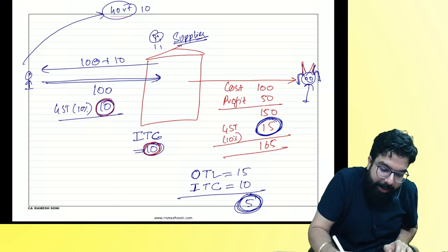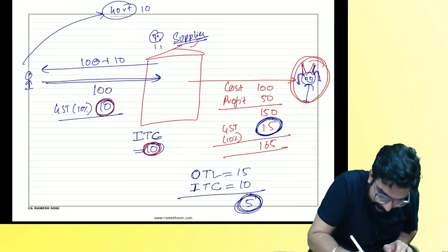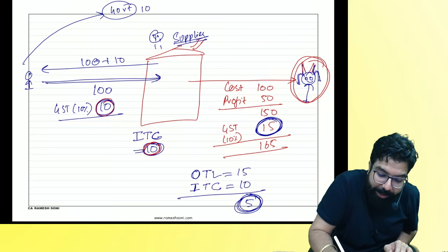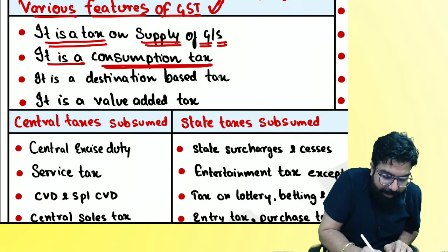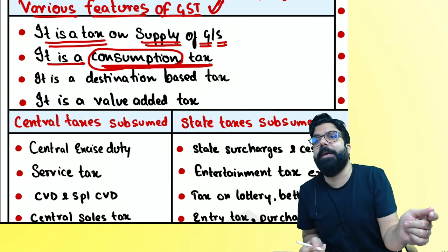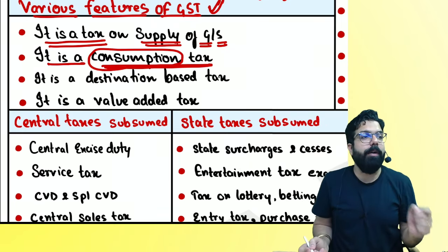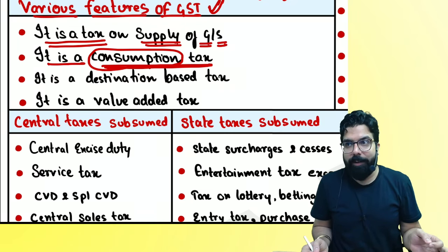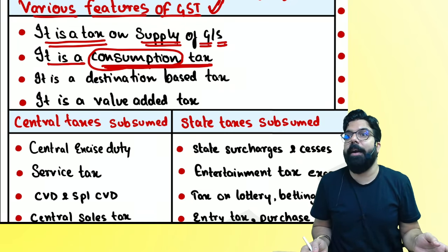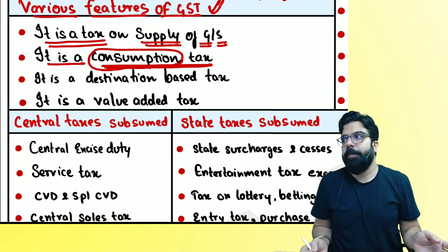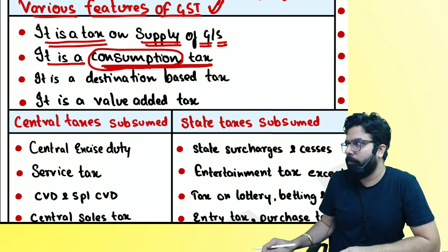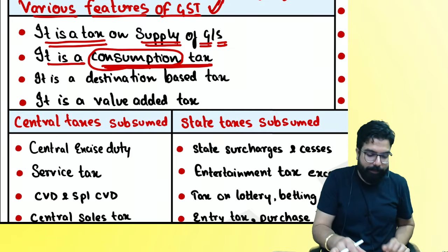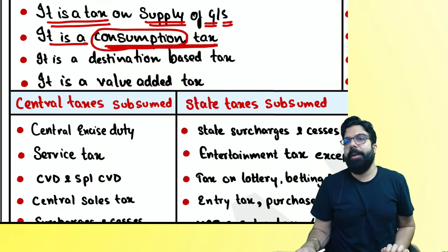Can you tell me ultimately who paid the tax? Did I pay any tax? Who paid? That is why it is a consumption tax. Who pays the tax ultimately? Are we all clear with this point? People smile. Did we all get it? Can I go ahead? People not smiling. Wait, let me see. Can we go ahead, everyone? Next.